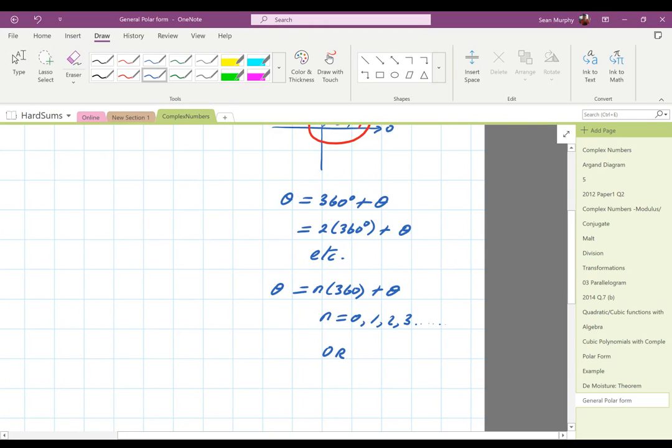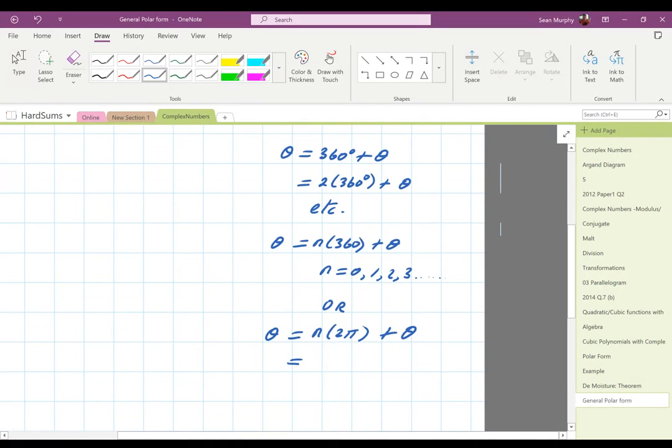Or if you want to do it in radians, theta is equal to n times 2 pi plus theta, and you can tidy that up as 2n pi plus theta. So this is a very important result from now on, that any angle can be written as 2n pi plus the angle, where n can be anything from 0 upwards. Or likewise, if you want to stay in degrees, you write it like this up here.